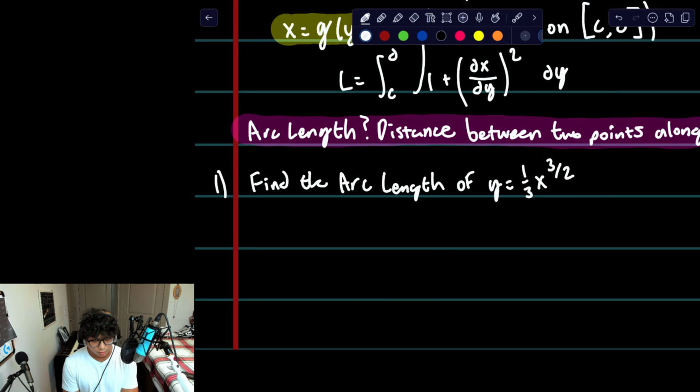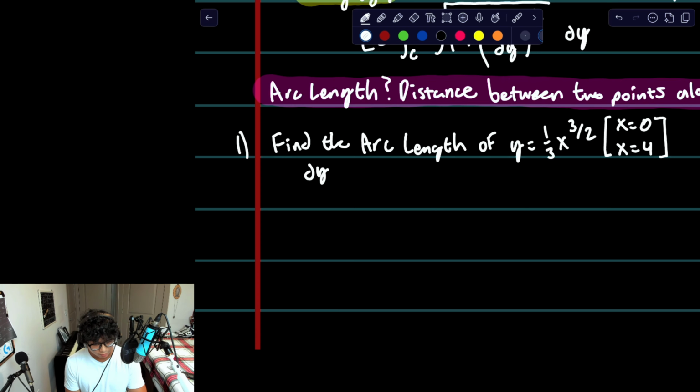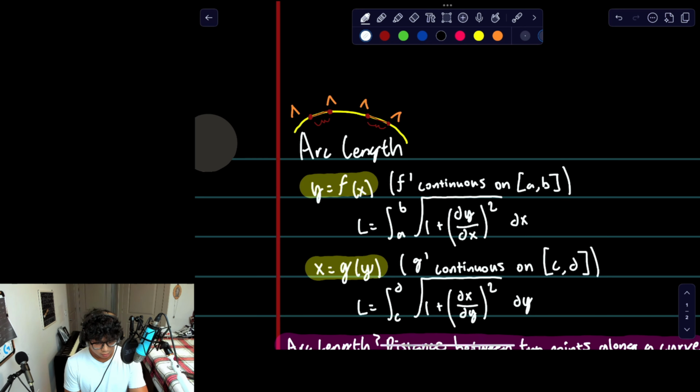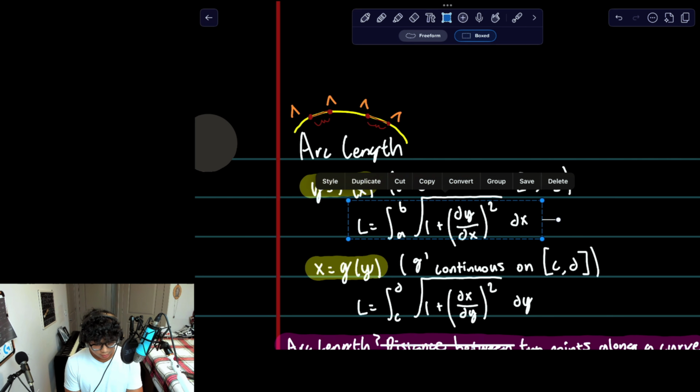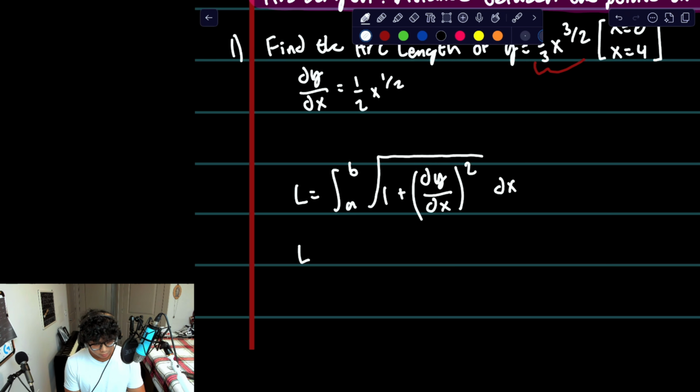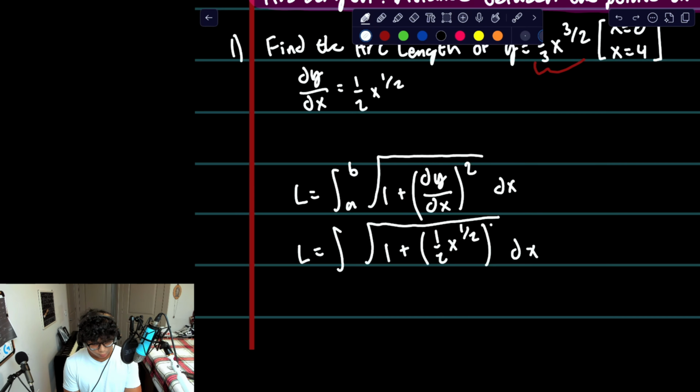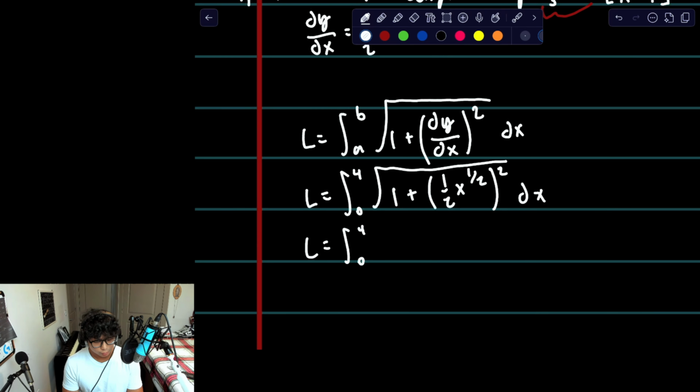So our first problem will be to find the arc length of y equals 1/3 times x to the 3/2, given the bounds x equals 0 and x equals 4. Your first step is finding the derivative of y, which is 1/2 x to the 1/2. All I did was take the derivative of the function y equals 1/3 x to the 3/2, and then plug all of our information into our first formula, because we are given y equals, as well as our bounds being in terms of x. So plugging in gets us L equals the integral of the square root of 1 plus 1/2 x to the 1/2, dx. Don't forget to square our dy over dx, bounded from 0 to 4.